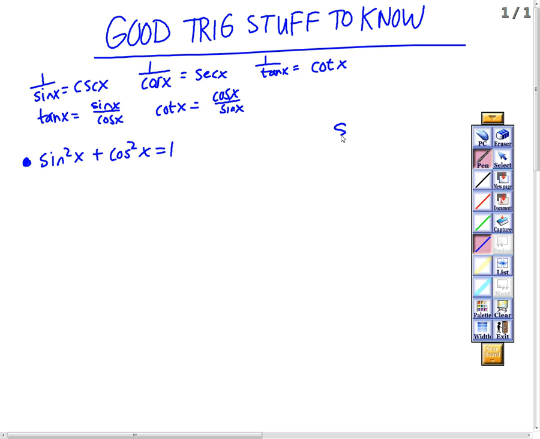Okay. I don't know the other ones off the top of my head. I have to think about them. So if I divide every single piece here by cosine squared, what do I get? What's sine divided by cosine? Tangent. So what's sine squared divided by cosine squared? What is cosine squared divided by cosine squared? What is 1 divided by cosine squared?